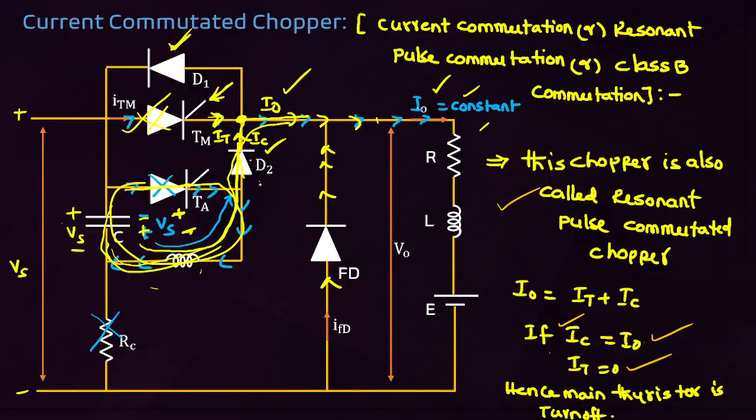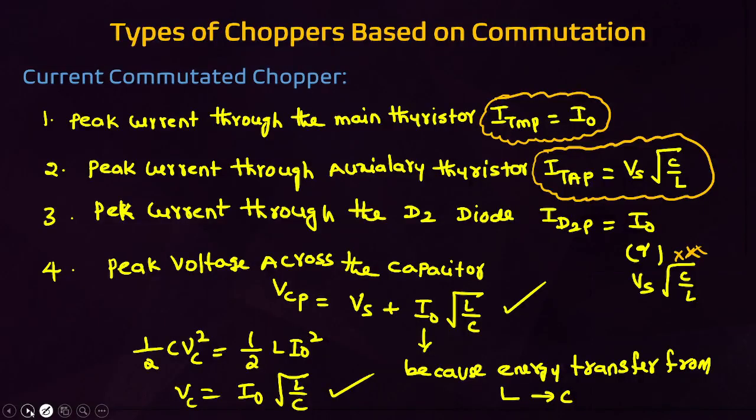This is the D2 diode. This anti-parallel diode, even in voltage commutated chopper also we have to use, but mainly this is important. What is the peak current through the D2 diode? Vs into square root C by L or I0? If I0 is given, that is correct, or Vs into square root C by L, anyone they will give. Both they don't give.